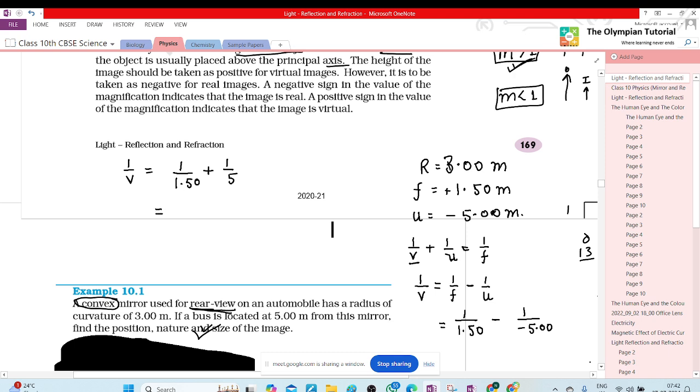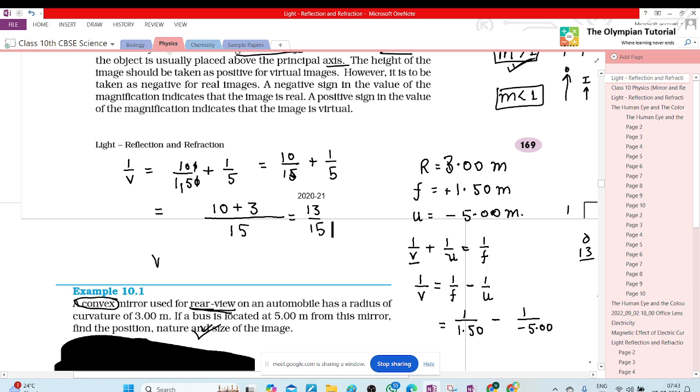You can eliminate the decimal. 0 will be cancelled out. So it will become 10 by 15 plus 1 by 5. LCM of 5 and 15 is 15 only. So it will become 10 plus 3, means 13 upon 15.